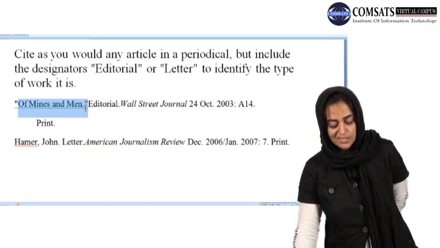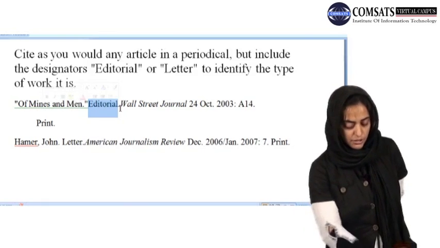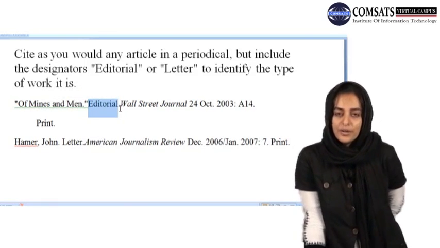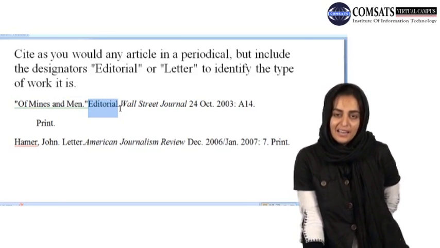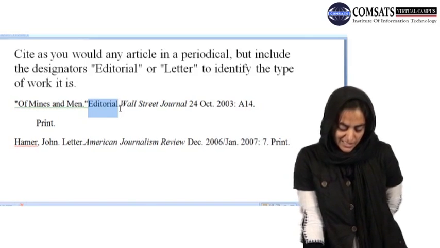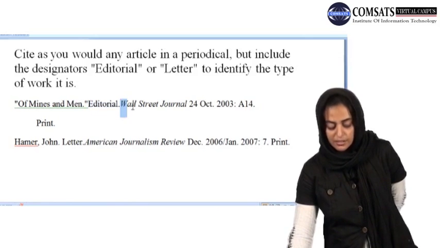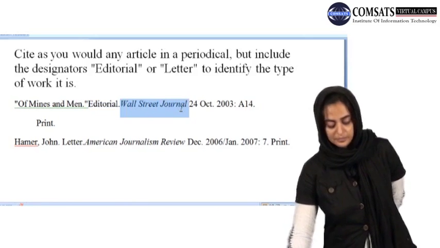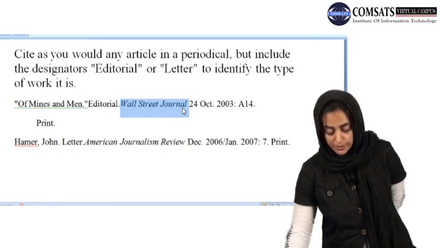After that, dear students, you are adding the information that this is an editorial. You are adding the word editorial over here, E-D-I-T-O-R-I-A-L. That shows that this is the title of an editorial. Then, dear students, there is a period, and after that Wall Street Journal, the name of the journal. So this was the editorial of a journal, by the way.